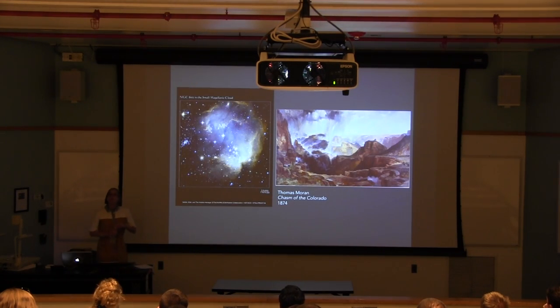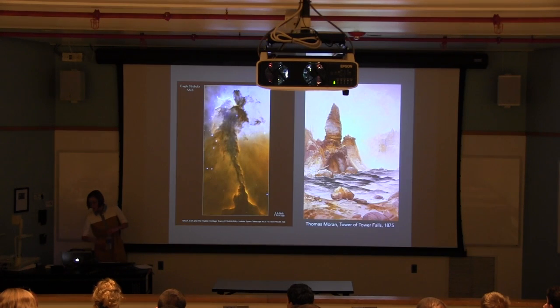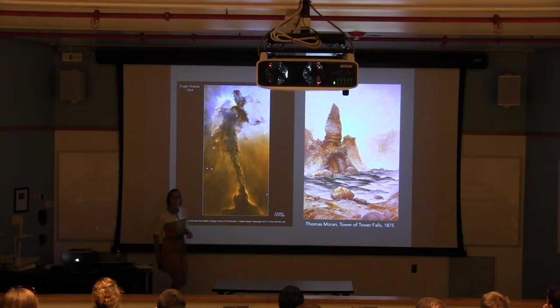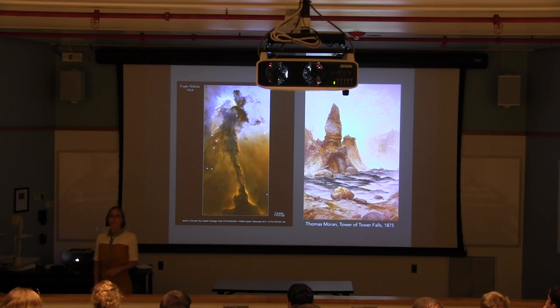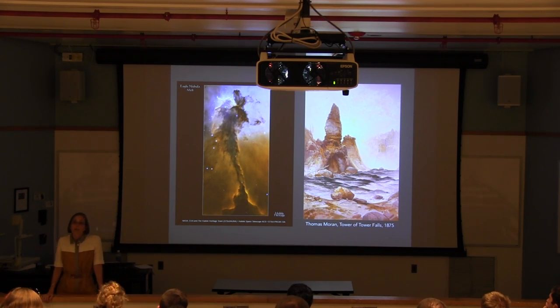So did they do it on purpose? Did he start out saying, I want to make my Hubble images look like landscapes of the American West? Was he familiar with these paintings? Yes. Did he do it on purpose? No. Well, we don't know, it might have been subconscious. He already was familiar with those paintings.